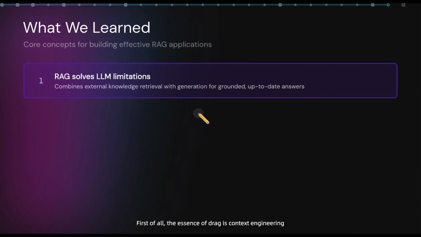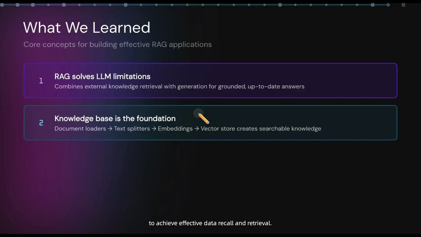Alright, so to wrap up, let's summarize the core content of today's presentation. First of all, the essence of RAG is context engineering. It's about managing context. Ultimately, it serves to help large language models overcome their limitations in terms of knowledge. To achieve effective data recall and retrieval, the foundation is to first build a knowledge base. There are relatively standardized methods for constructing such a knowledge base. You can leverage platforms like LangChain ecosystem or environments with strong data support like OceanBase. This allows for rapid construction, after which you can gradually optimize it. I recommend building first and then optimizing as the best approach.